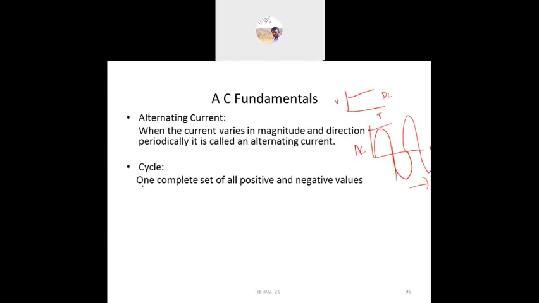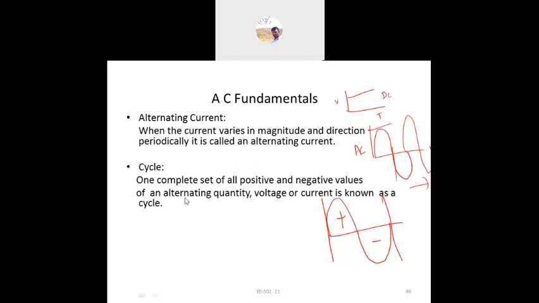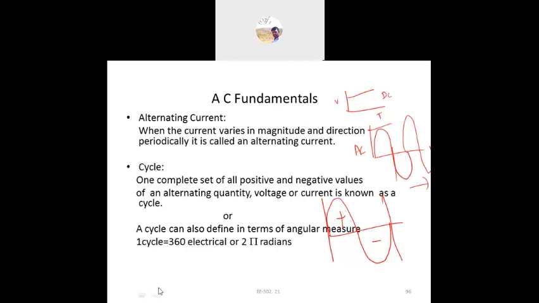Next, we have the cycle. One complete set of all positive and negative values is called one cycle. The positive half and the negative half together make one cycle. The values of all alternating quantities, voltage or current, make a cycle. A cycle can also be defined in terms of angle: one cycle is equal to 360 degrees or 2 pi radians.